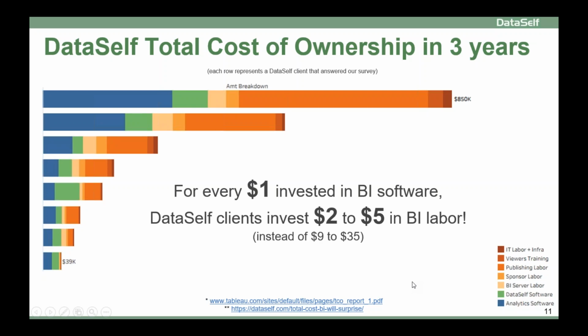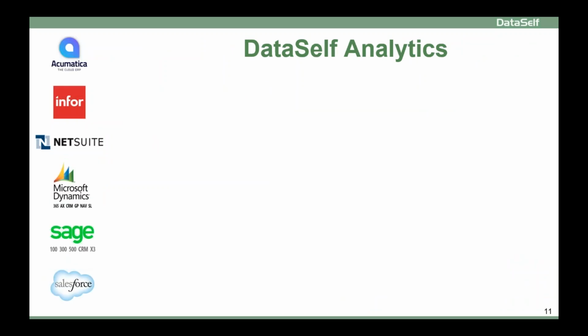Now, what happens is in our client base, for every dollar they invested in BI software, on average, they invest from $2 to $5 in labor, way less than the other survey. There it was from 9 to 35 in labor. So much less work involved for our clients to get value from this framework in 3 years. You might wonder why. Let's talk about it.